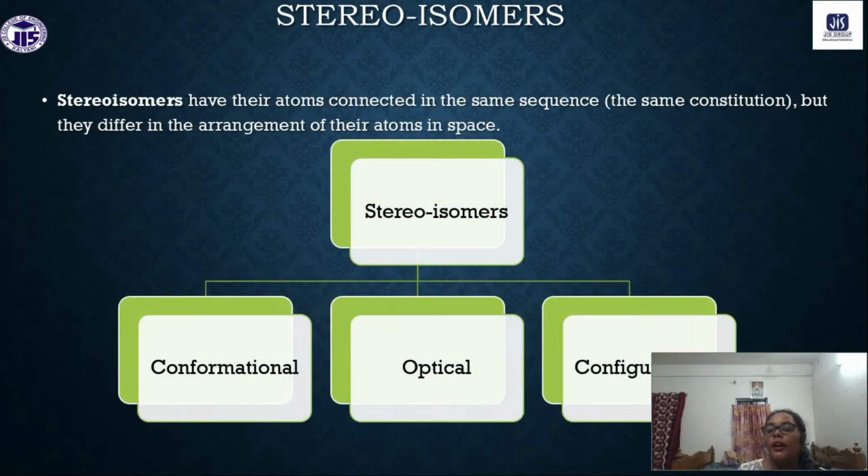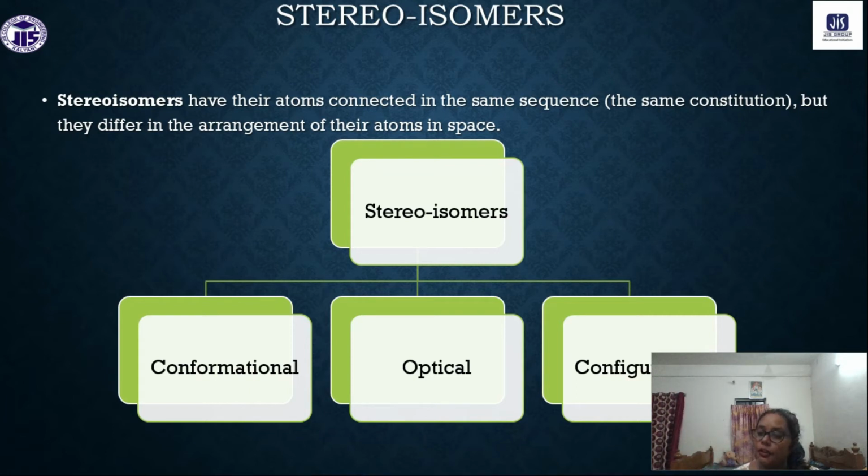Now stereoisomers are again of three types: conformational, optical and configurational. Or we can also say that stereoisomers are of two types, one is conformational and the second is configurational. Now the configurational isomers are of two types, one is optical isomer and one is geometrical isomer. Again, optical isomers are of two types.